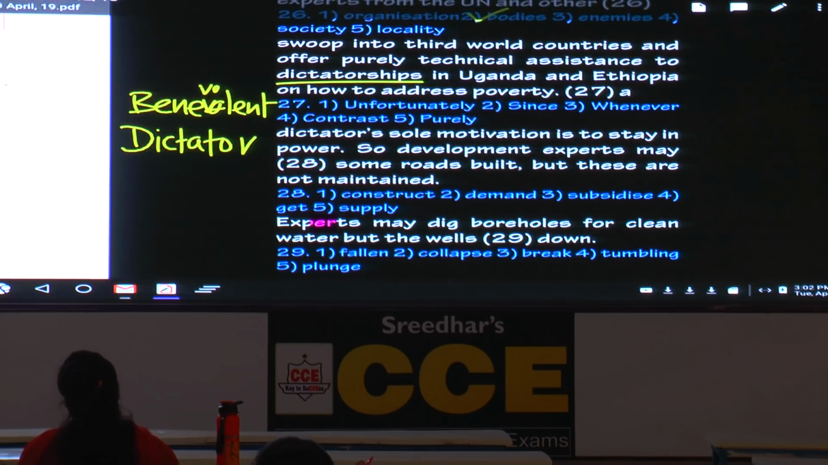So development experts may construct, some roads built, demand, subsidize, get, supply. How many of you think the fourth option, get? Very good, I appreciate that, that is the answer. Get some roads built. Please underline as one unit. And you write one expression in your notebook: get the work done. This is an everyday English pattern. Get the work done. Get the roads built. Get some roads built. Same pattern. Here the last word is in past participle form. Get it done, get it built. Hope you got it.